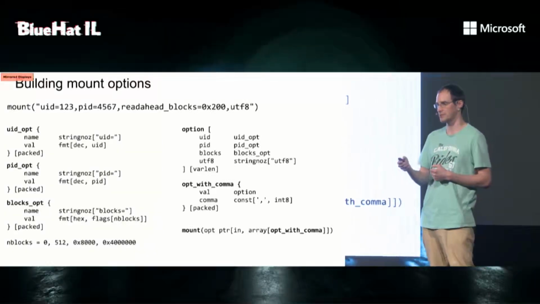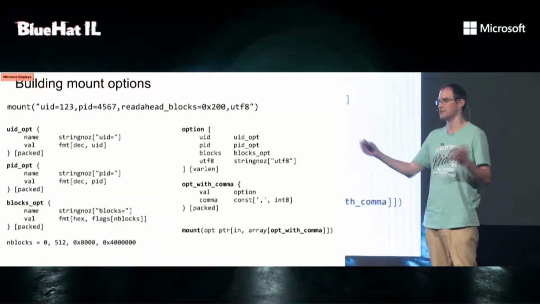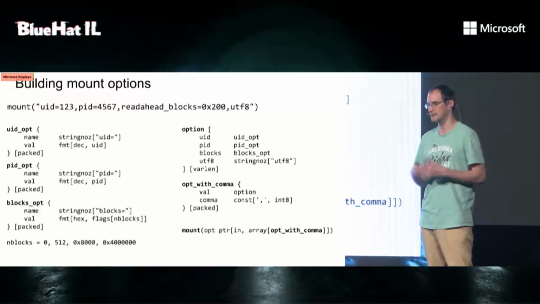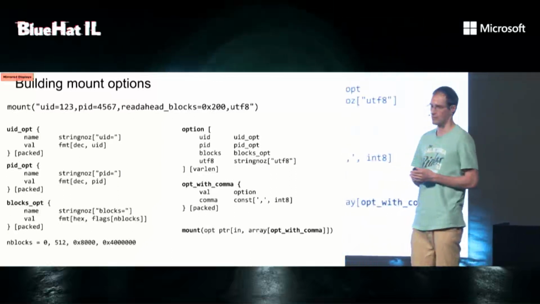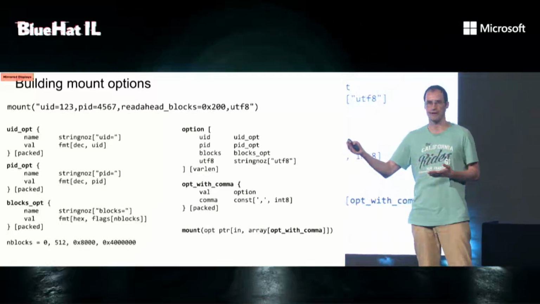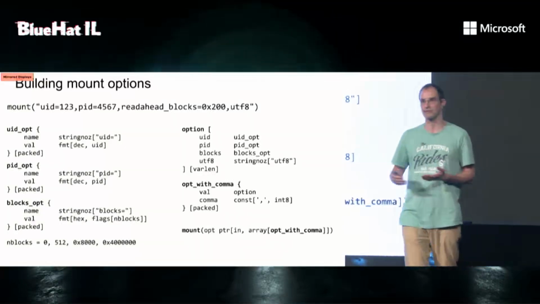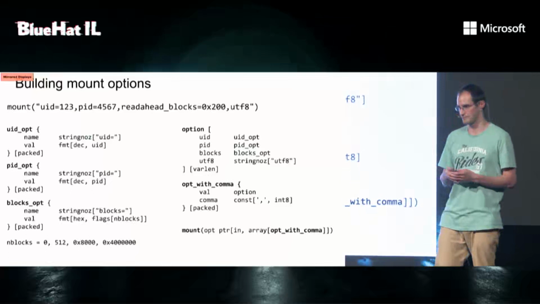And these descriptions will allow the fuzzer to generate strings that look like this, with a random number of arguments, with random order of arguments, with random values, and so on.